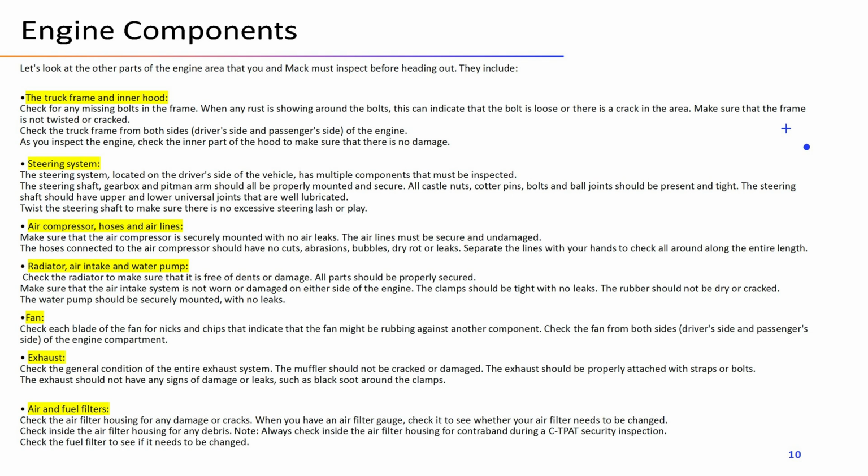Air and fuel filters. Check the air filter housing for any damage or cracks. When you have an air filter gauge, check it to see whether your air filter needs to be changed. Check inside the air filter housing for any debris. Note, always check inside the air filter housing for contraband during a CT Patit security inspection. Check the fuel filter to see if it needs to be changed.